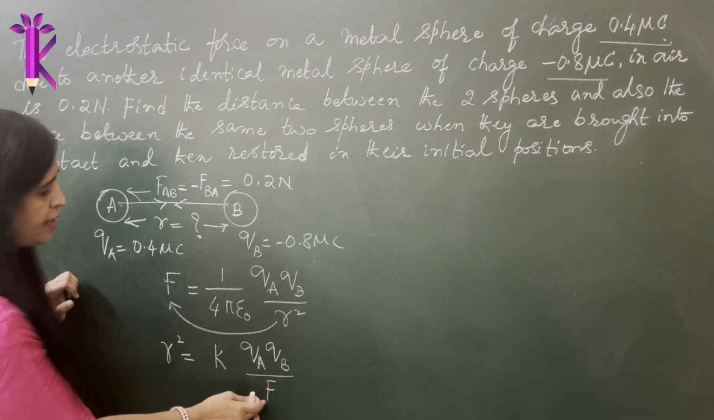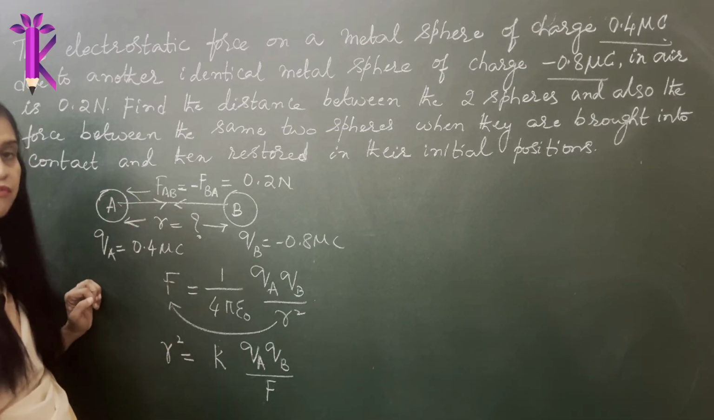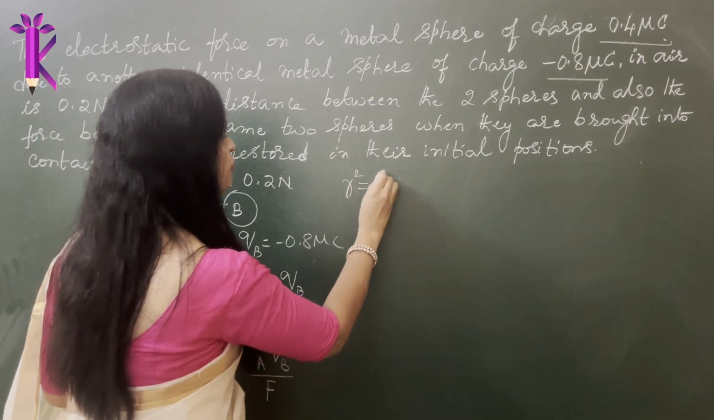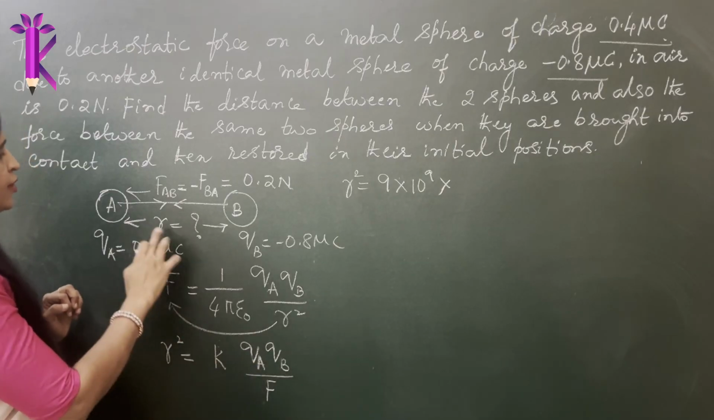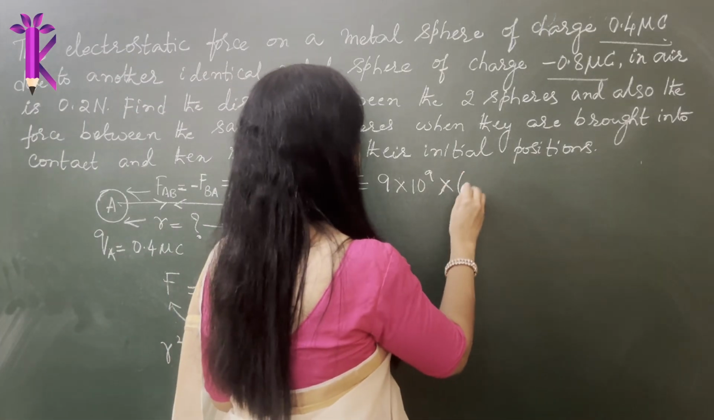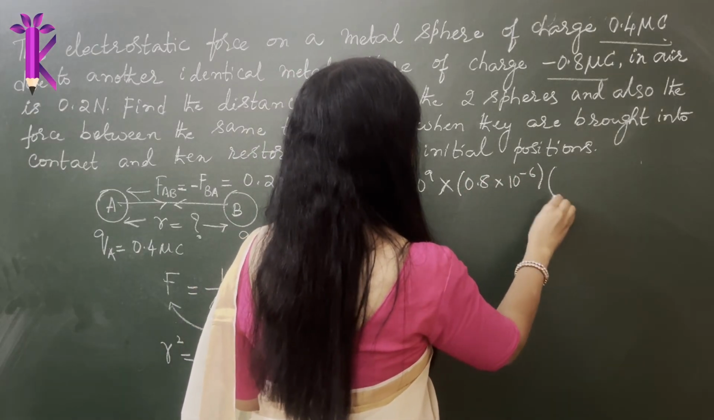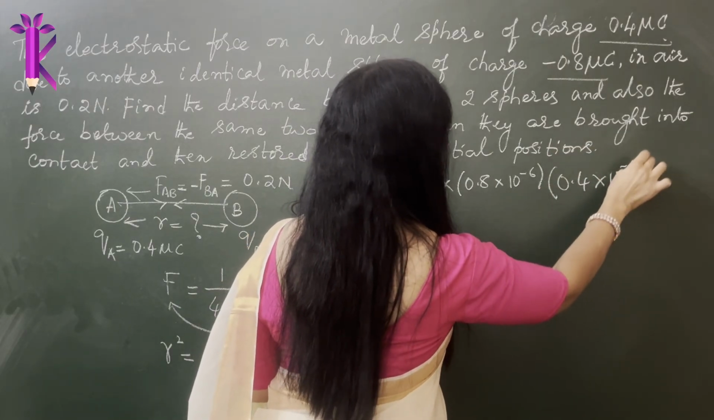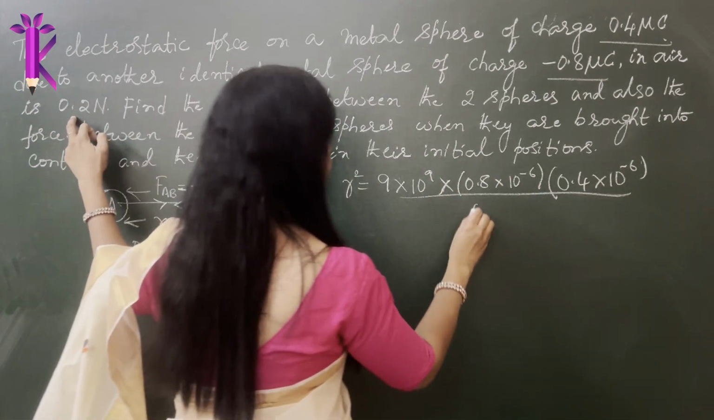Now qa, qb, F and k values are known. You have to find out r square and then take the square root of it to figure out the value of r. So therefore r square is equal to 1 by 4 pi epsilon naught, which is 9 into 10 to the power of 9, into qa and qb. Qa, qb values are given. Let's ignore the negative sign. So 0.8 microcoulomb, 0.8 into 10 to the power of minus 6, into 0.4 microcoulomb, 0.4 into 10 to the power of minus 6, whole divided by the value of force. The force value is 0.2 Newton.